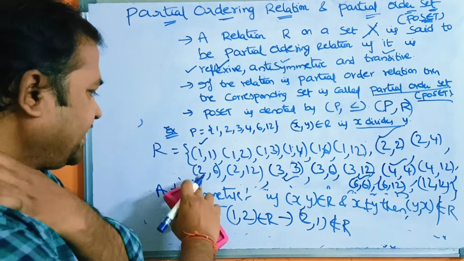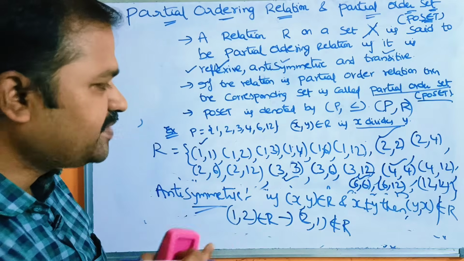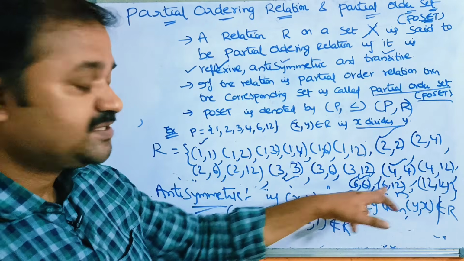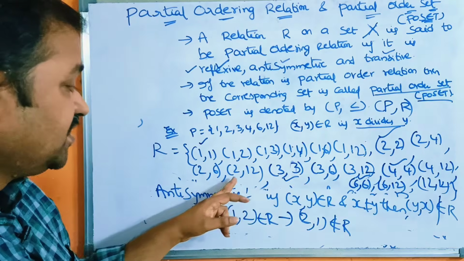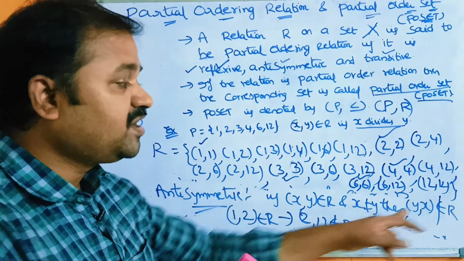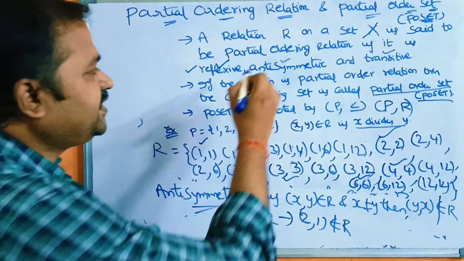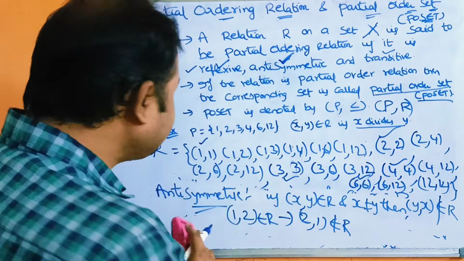Okay. If you take 2 comma 6, the reverse of 2 comma 6 means 6 comma 2. There is no 6 comma 2. 6 comma 2 is not present in the relation. Next, 2 comma 12. That means 12 comma 2 is not present in the relation. Here we don't have 12 comma 2. So we can say that this relation is an antisymmetric relation.